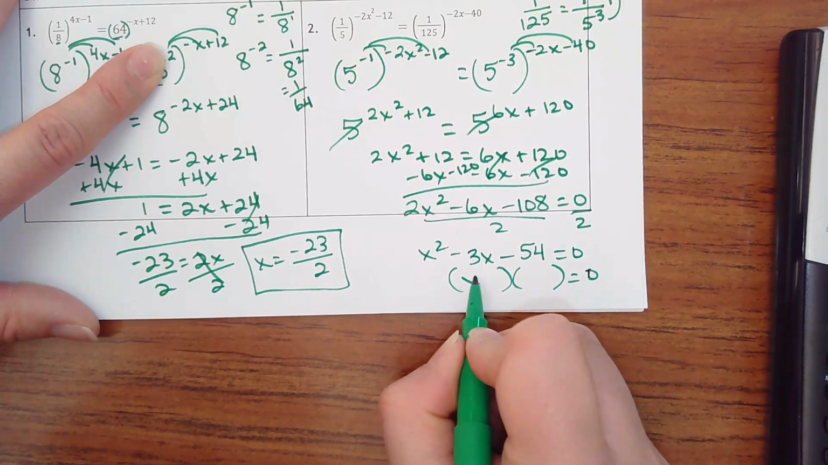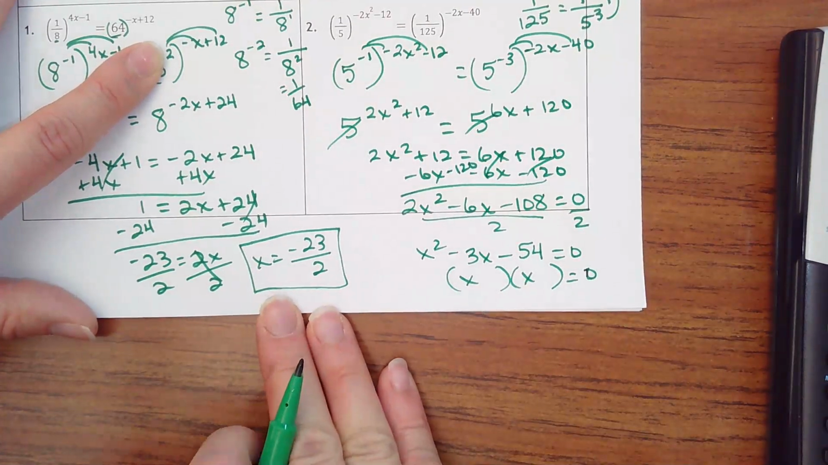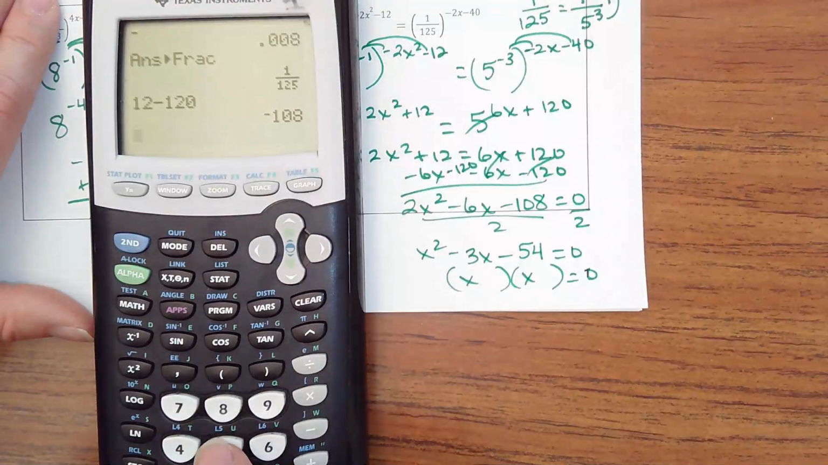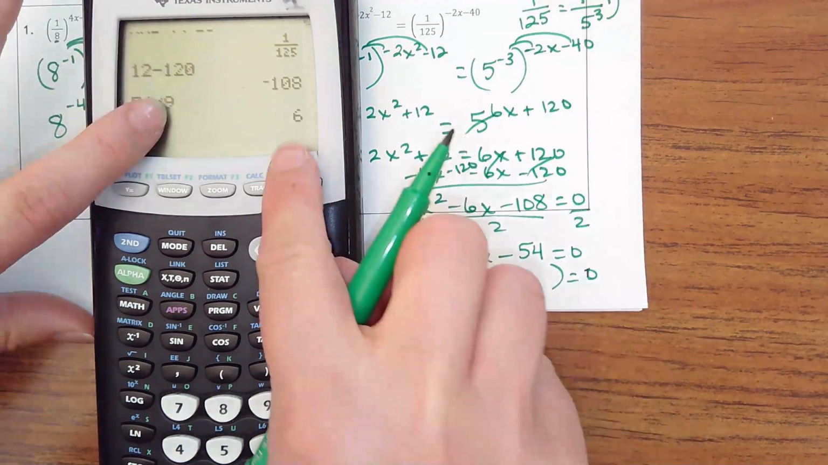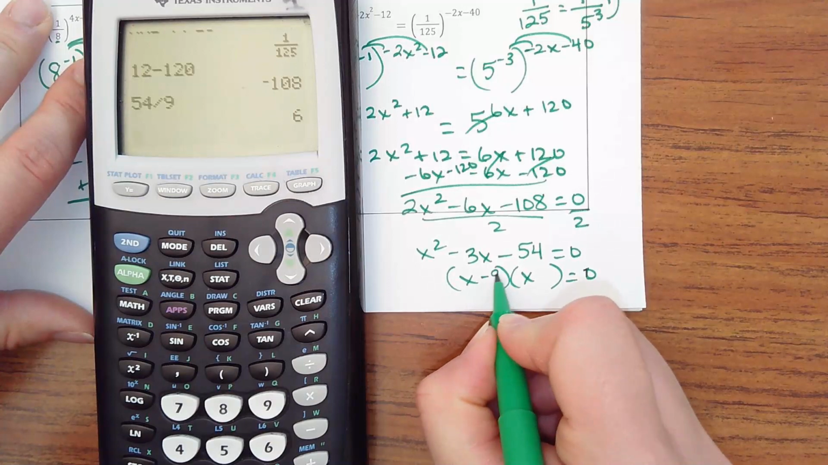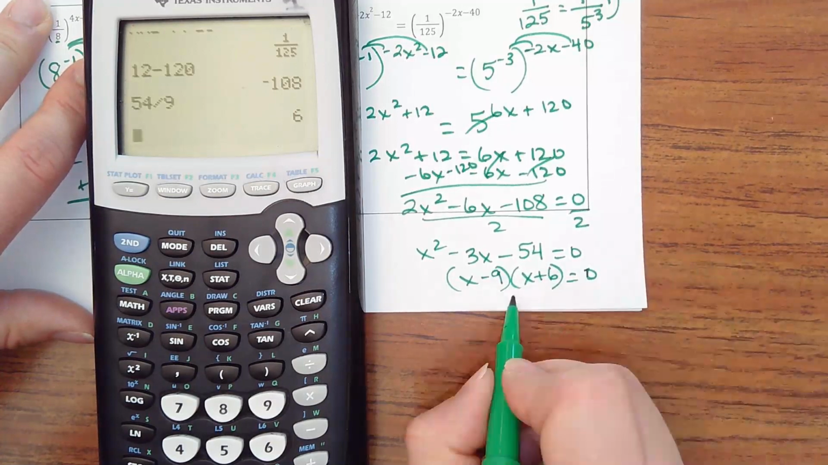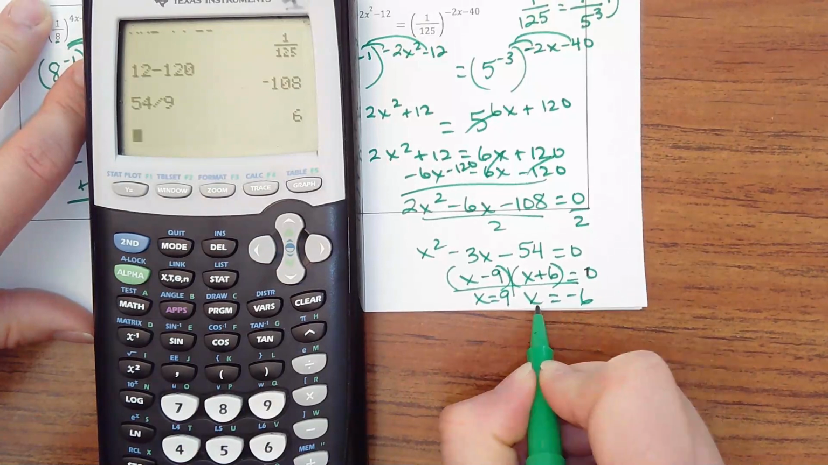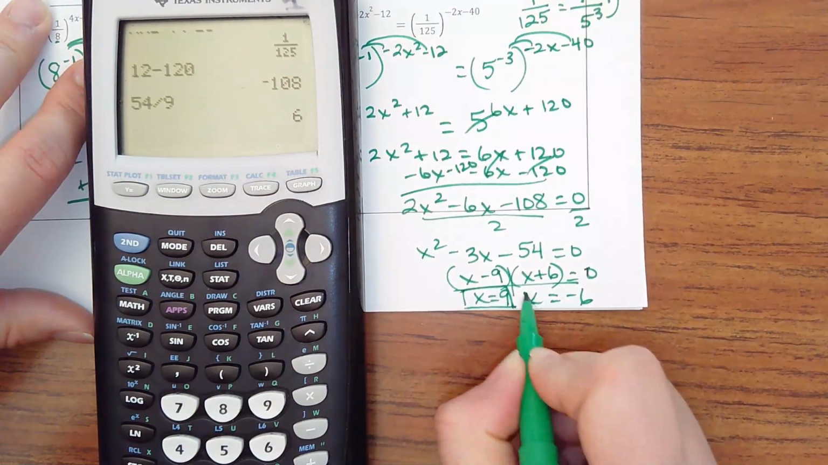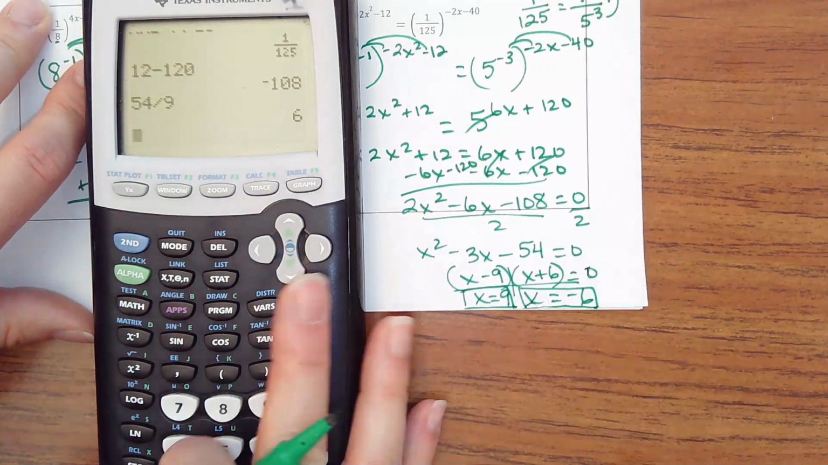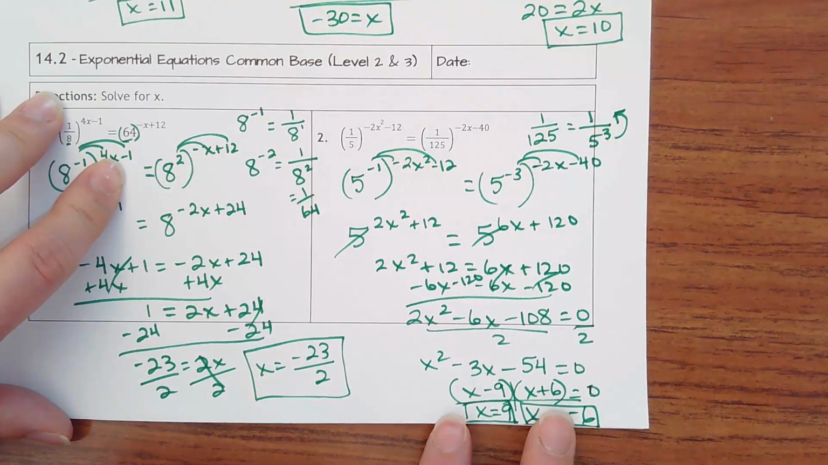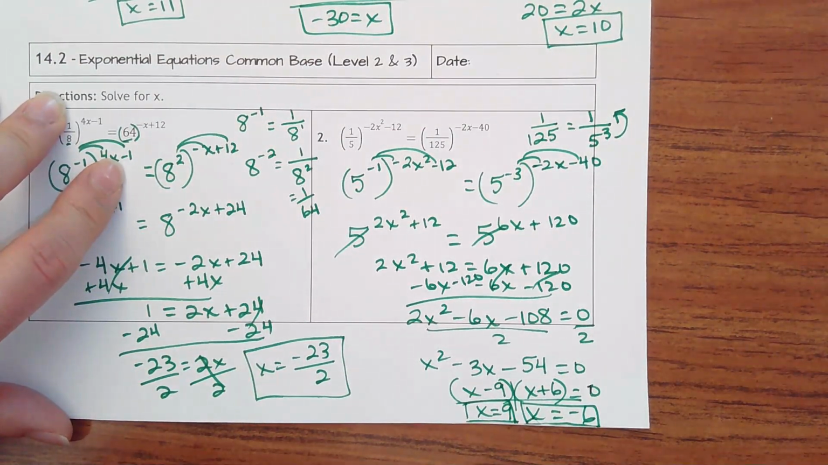I need to factor. Two numbers that multiply to make negative 54 that add or subtract to be 3. 9 and 6, right? 9 and 6, they would have a difference of 3. So I'd want a minus 9 and a plus 6. That makes my solutions be positive 9 and negative 6. All of your solutions in the quadratics will work, so you don't have to plug them in. You will get them to work if you wanted to check, but I'm not going to. So two answers, 9 and negative 6.